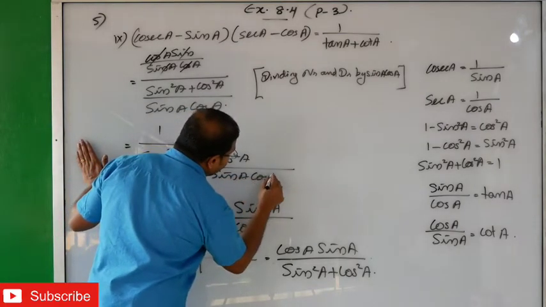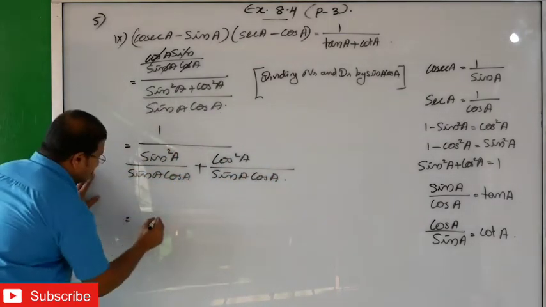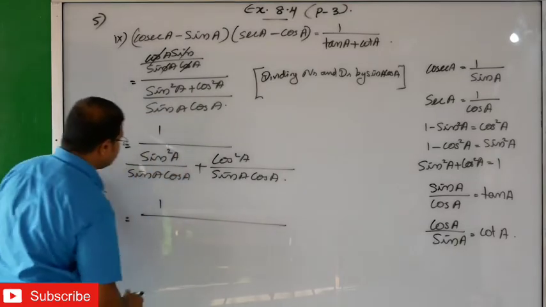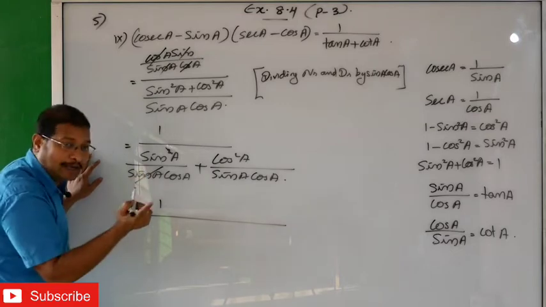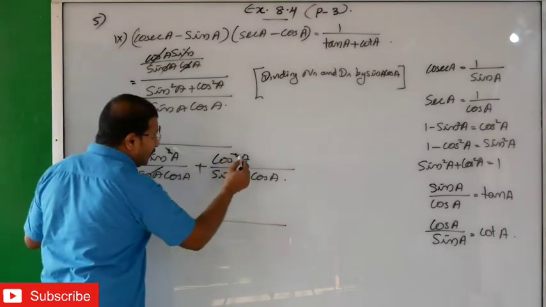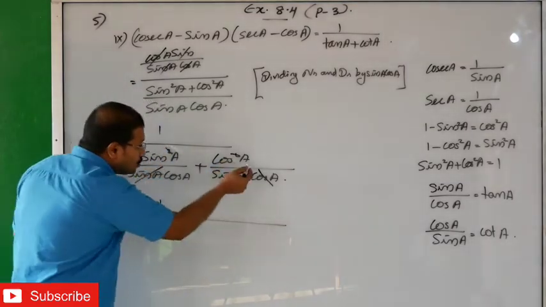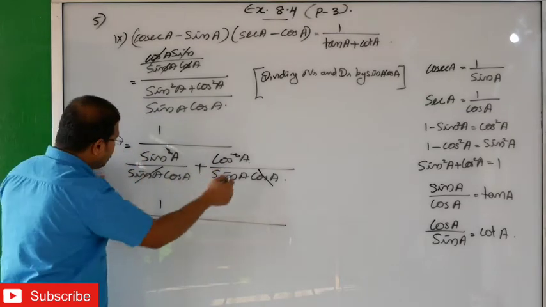Equals 1 by... See, square and sine will cancel. Square means 2 times, 1 will cancel. Square and cos will cancel, because cos square, 2, 1 will cancel. Now the balance.